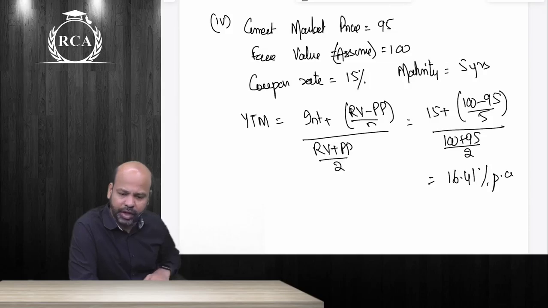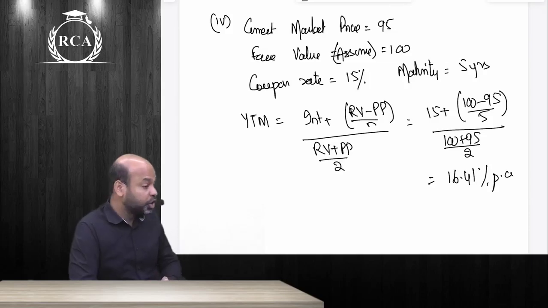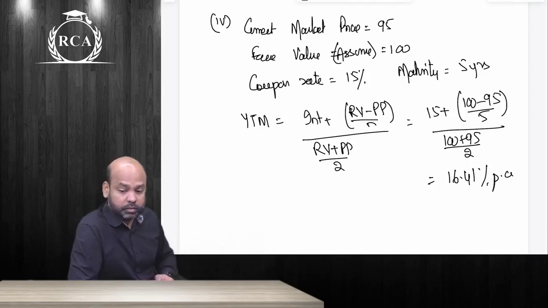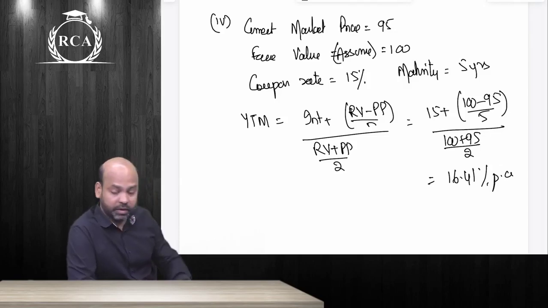Irrelevant. We have no details. The word conversion in the question will have no significance because we do not have any other details here. So you'll have to assume them to be normal coupon paying bonds only, non-convertible. The YTM here, guys, is 16.41%. Any doubt in this?